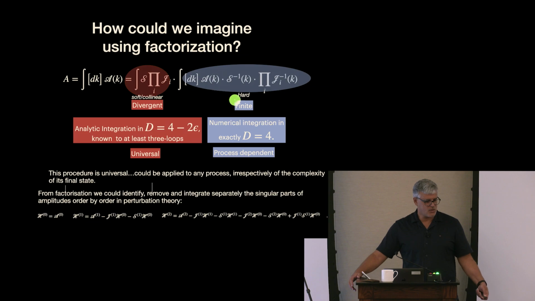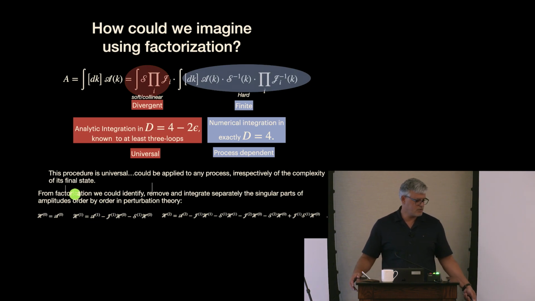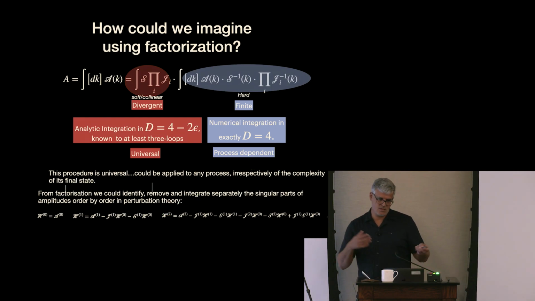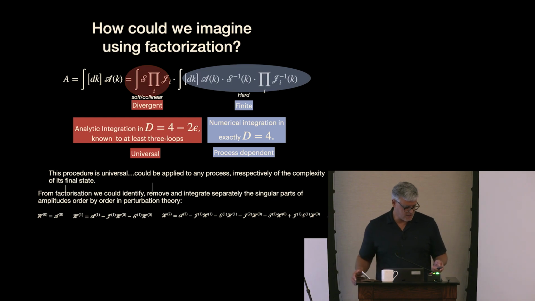Now, this is at all orders. If you expand it out, then you get, for this blue part, some perturbative series. At leading order, the hard part is the tree amplitude. At next to leading order, it's the 1 loop amplitude minus some counter terms, and so on and so forth. Okay, so this is what you want to get at the end.